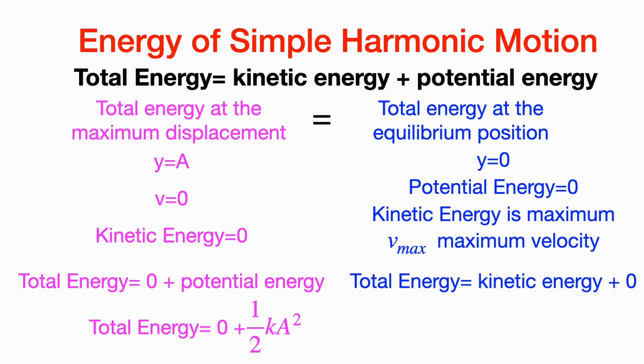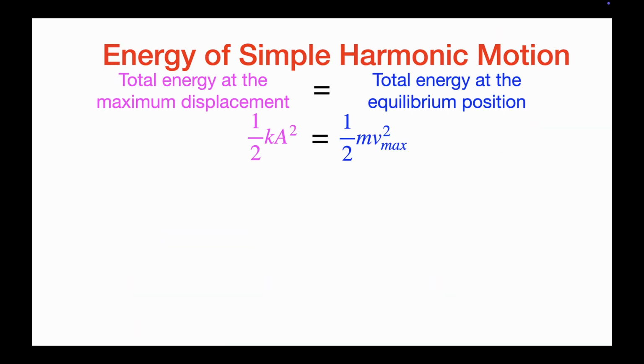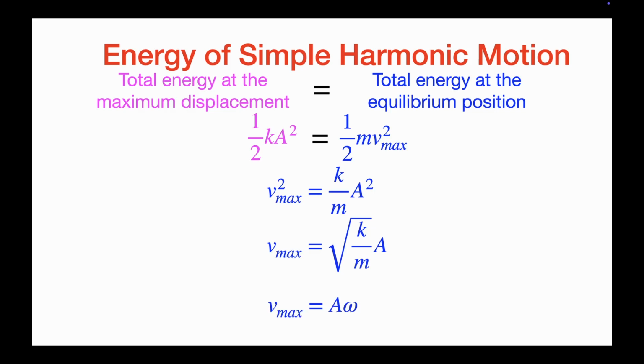By equating energy at both points, that means at maximum displacement and at equilibrium, half ka square equal to half m v max square. Simplifying this equation, we can find an expression for maximum velocity, that is Vmax square equal to k by m into a square. That translates to Vmax equal to a into root of k by m. But root of k by m is omega, so we can write it as a omega.